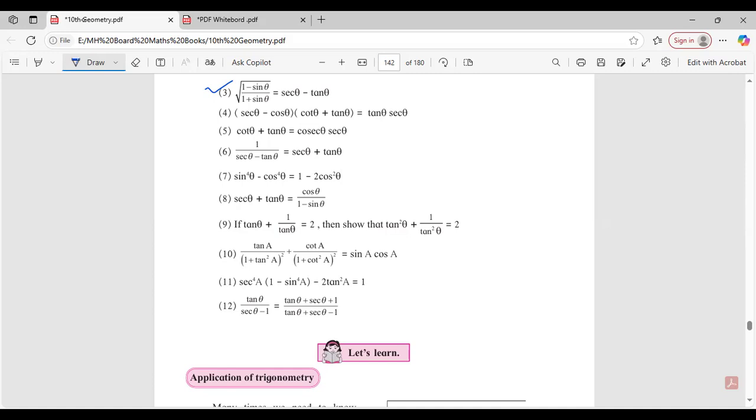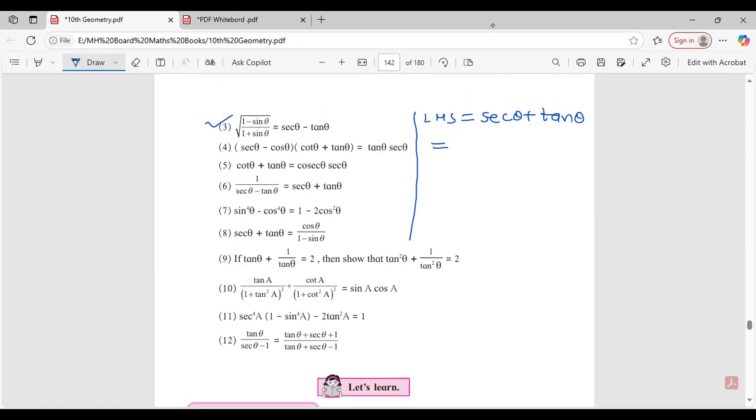Now tell me what is your first level thinking. What do you think? How will you proceed? First we'll take LHS or RHS? LHS first, sec theta plus tan theta. Okay, write it down. Are you writing anything? Sir, I'm not able to see.